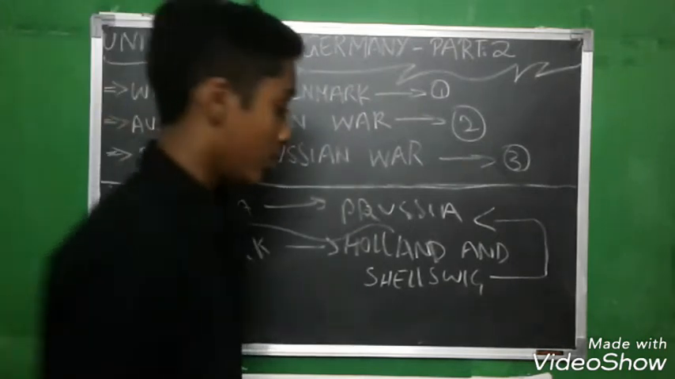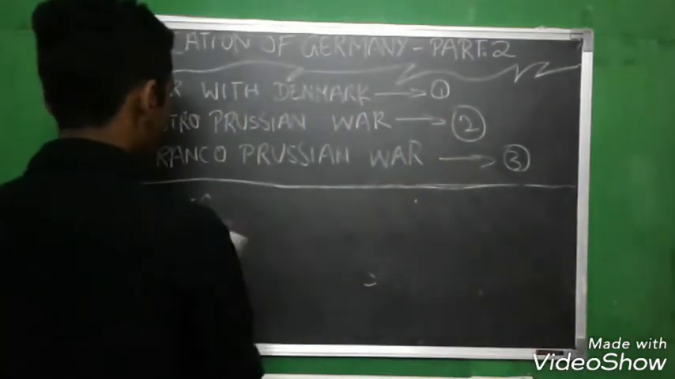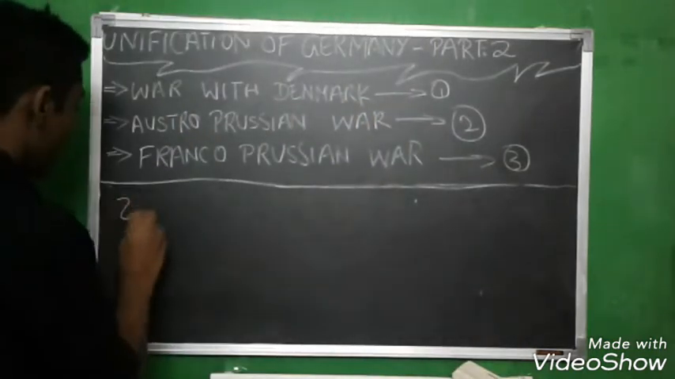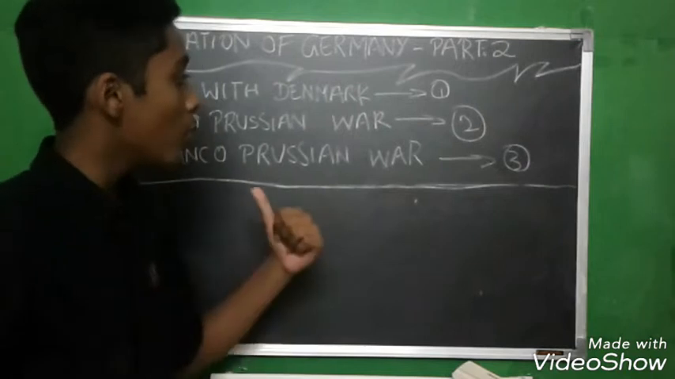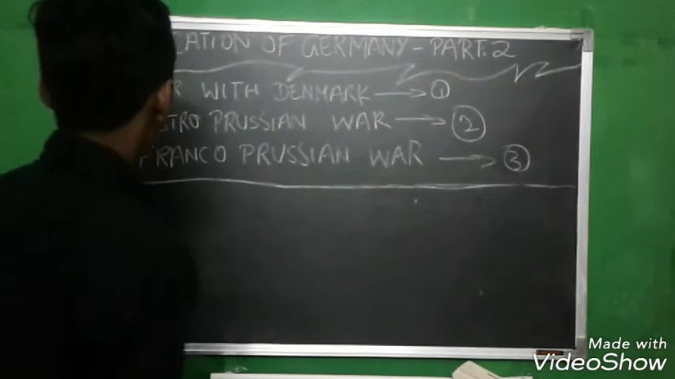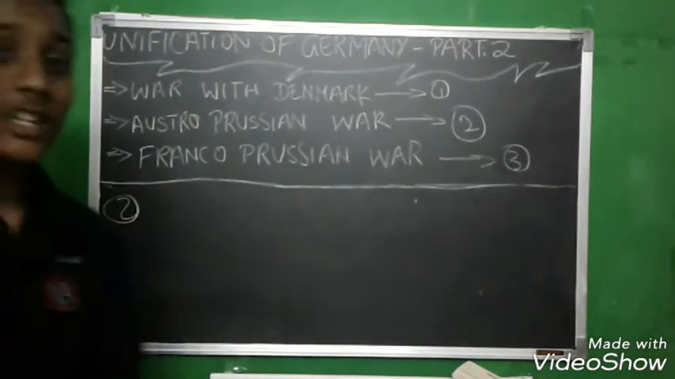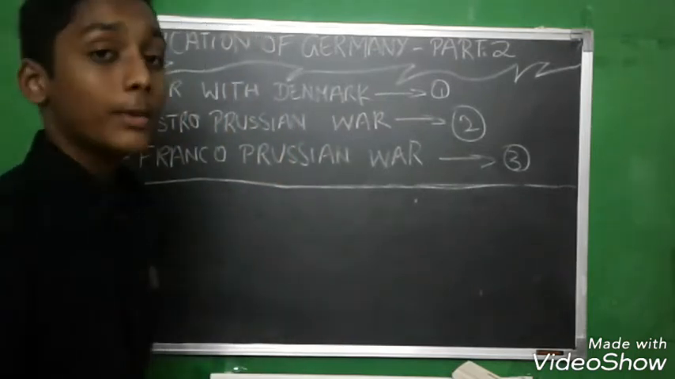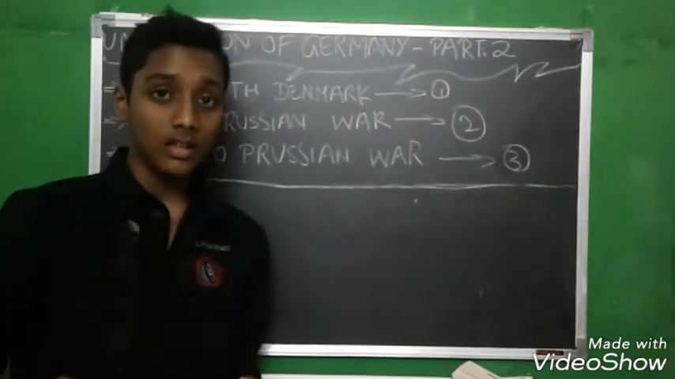So let's start the second war. As the name suggests, the Austro-Prussian War. Austro means Austria, Prussia means Prussia, as you know. So this was the war between Austria and Prussia. Let me tell you the reason why this happened.